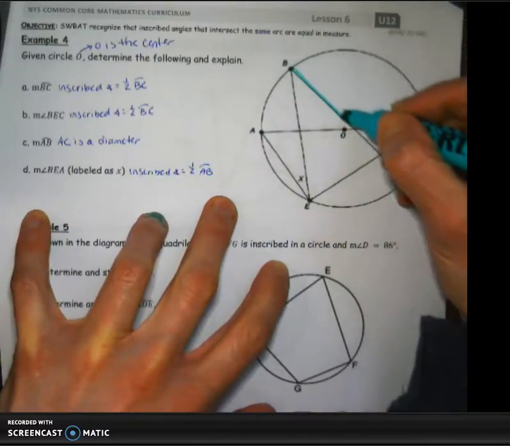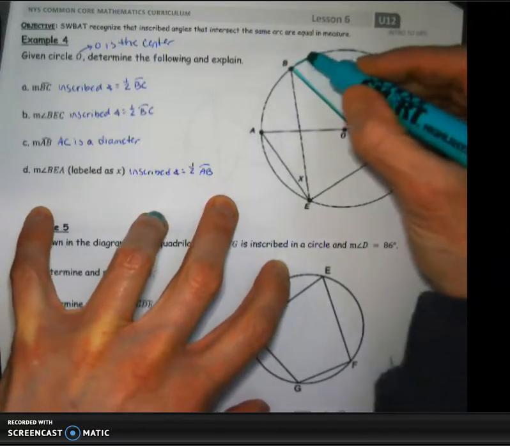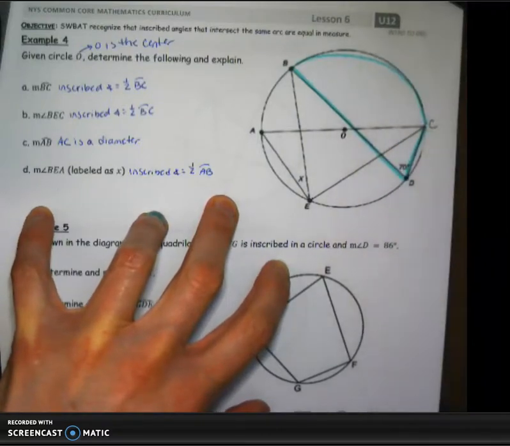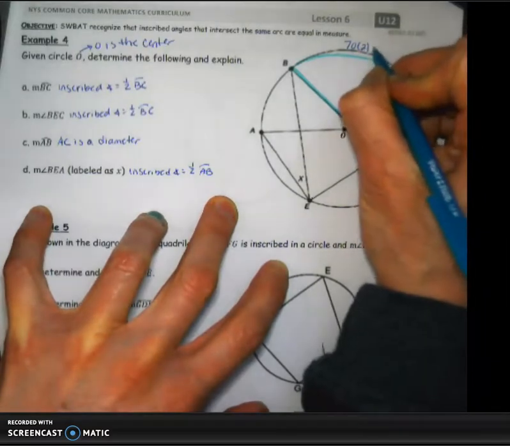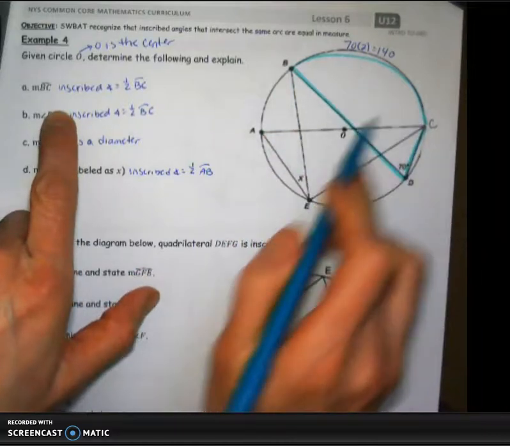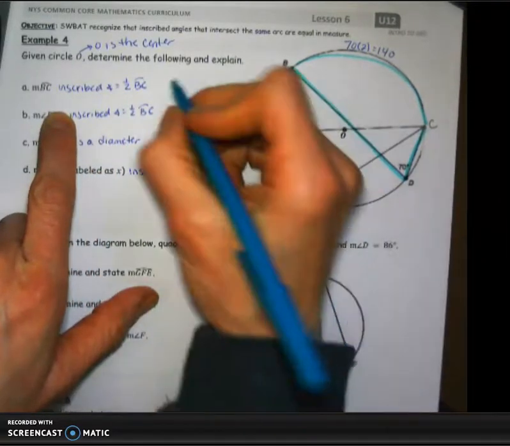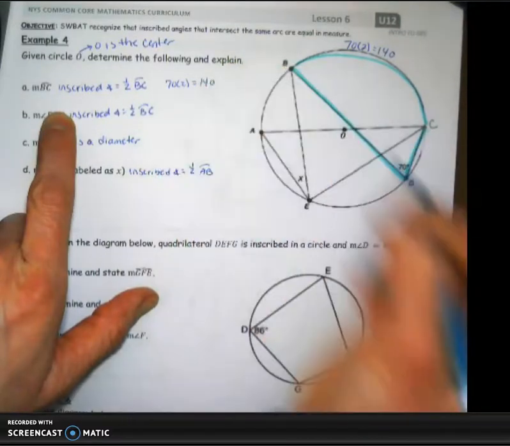So I'm going to start with what did they give me? They gave me this angle BDC, which is an inscribed angle, and I know that the inscribed angle is going to be half of the intercepted arc, which means this arc is 2 times 70, which is 140. So when they ask me for arc BC, I know that the inscribed angle is half the arc, so therefore the arc is 2 times 70, which is 140.